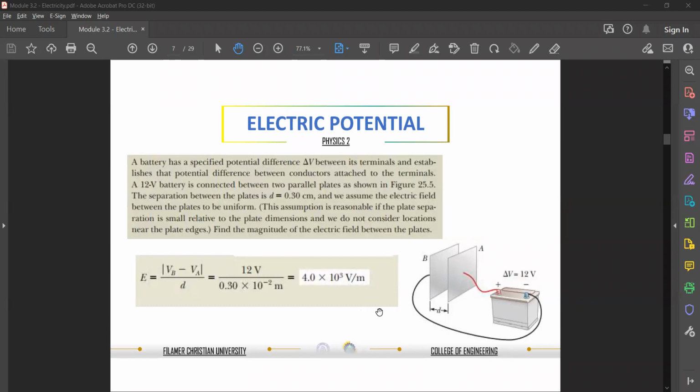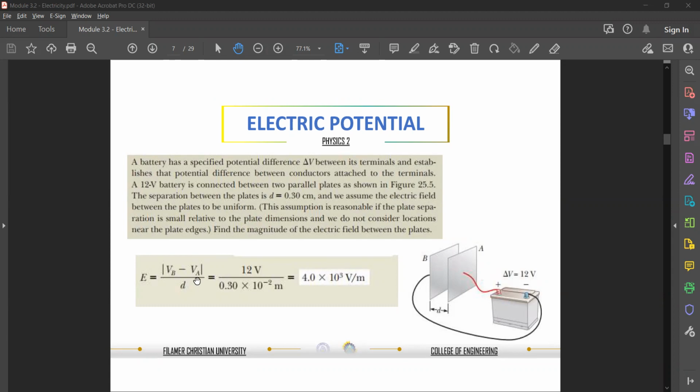But since introduction is just circuits, so related pa rin siya. So for the electric field between the plates, we have here the formula. So that is the change in voltage across from A to B. Meaning that is V sub B minus V sub A, or that is equal to 12.